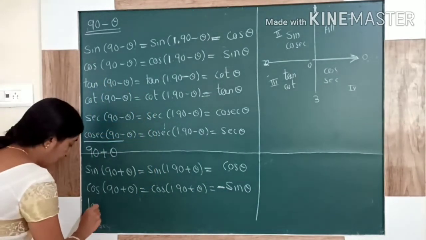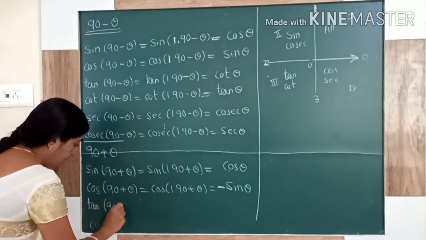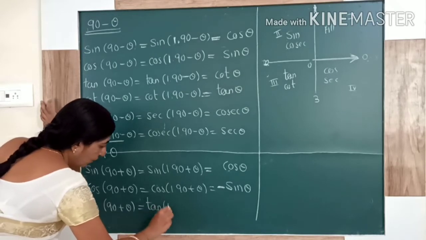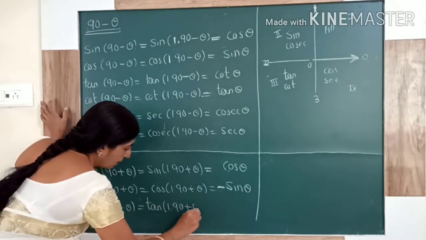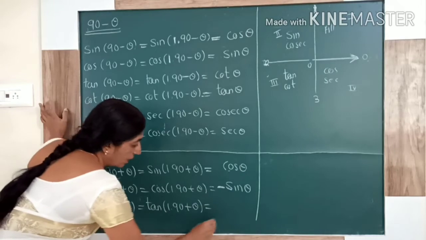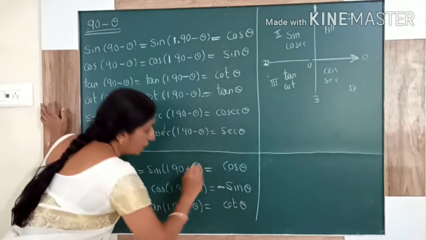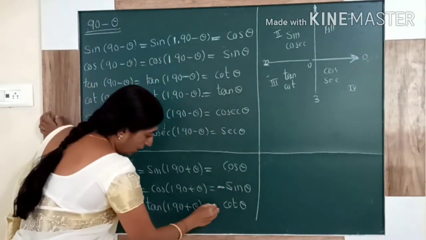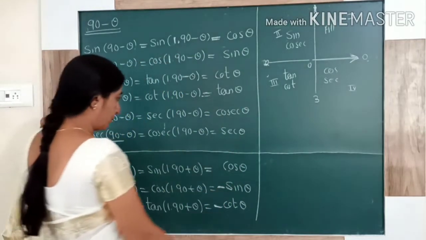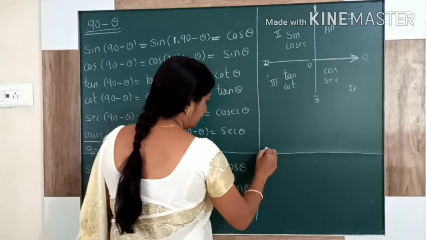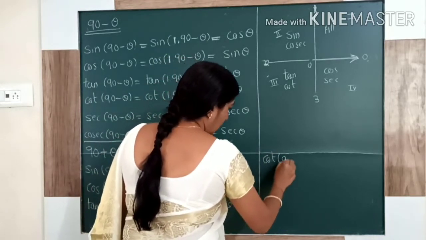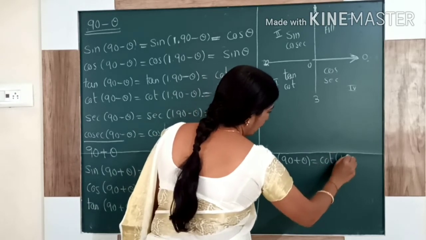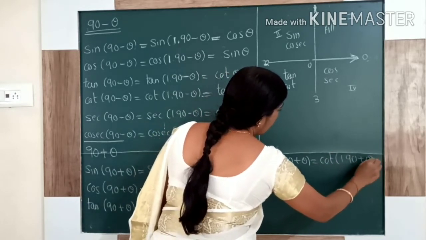Then tan 90 plus theta. You only tell how you split. Tan 1 into 90 plus theta. 1 is odd, so tan changes to cot. 1 into 90 plus also comes in the second quadrant. In the second quadrant it is negative. After that cot. Cot 90 plus theta, that I am writing as 1 into 90 plus theta.